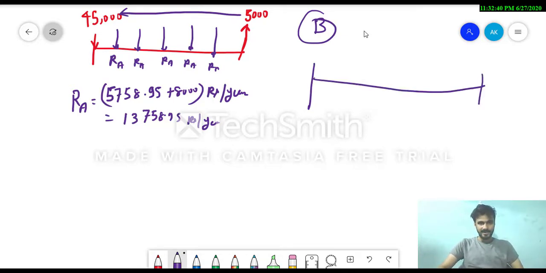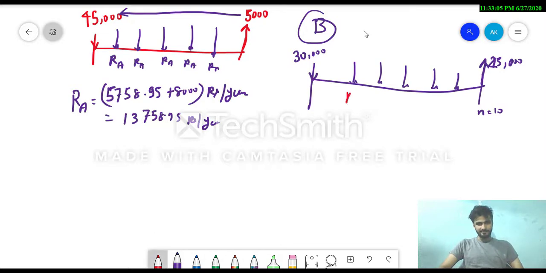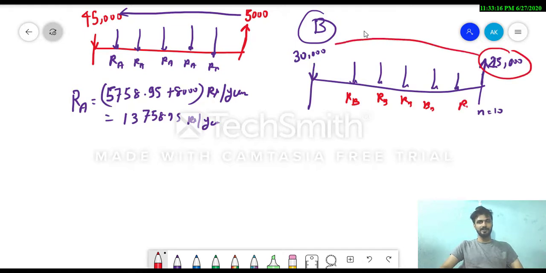Here you will see there is an investment of 30,000 rupees. You are doing the investment at n equals 0, and you are getting a salvage value of 25,000 at n equals 10 years. Again you will see there is a uniform cash flow, and I am assuming it as RB. RB will be the uniform cash flow for project B. Now again, this is a salvage value, you have to convert it to present value, that will give you the actual amount of money.